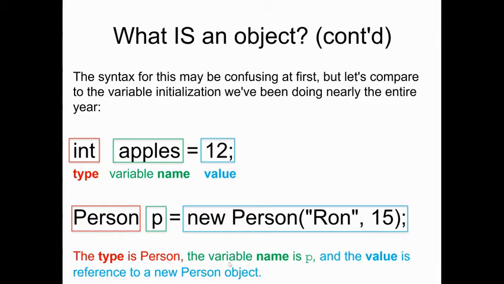The syntax for this may be confusing at first, but let's compare to the variable initialization we've been doing nearly the entire year. So if we wanted to create a primitive type, we would say int apples equals 12. The data type is an int, the variable name is apples, and the value is 12. For the person, the type is Person, the variable name is p, and we would call the constructor here. And this is the value that the p object is referring to. Wherever this information is stored in memory, p will point to this object.